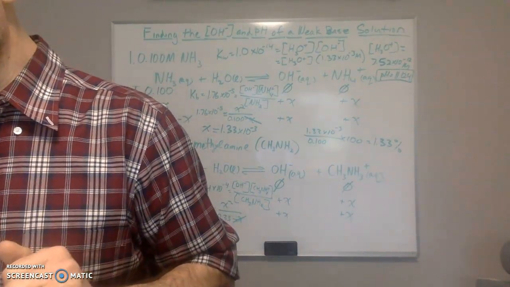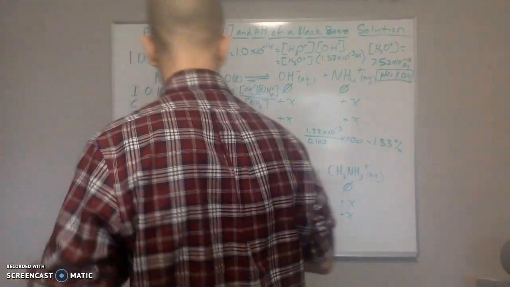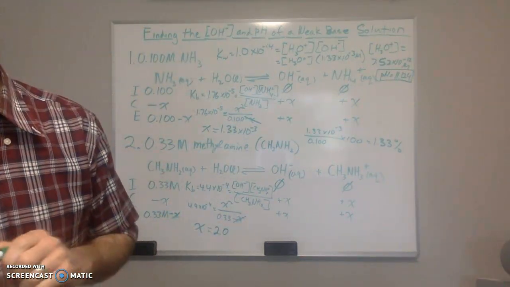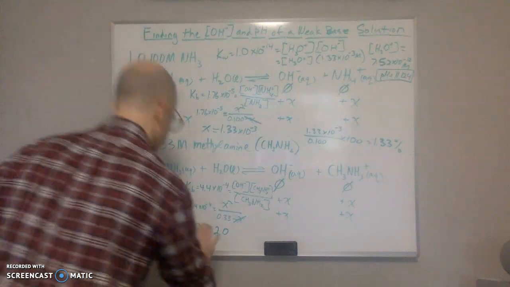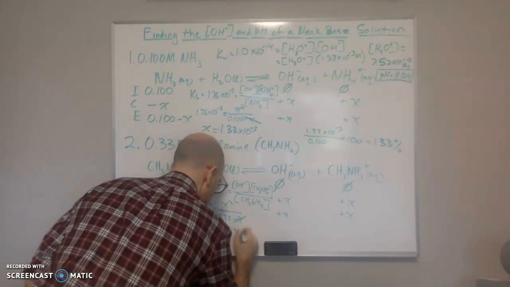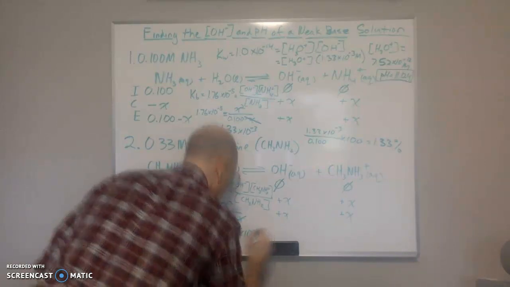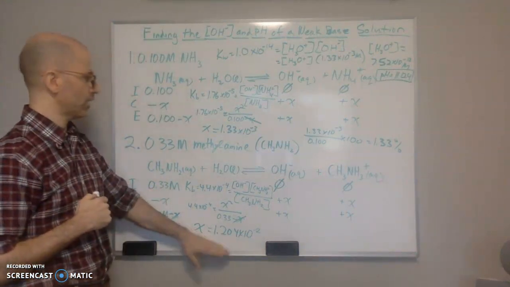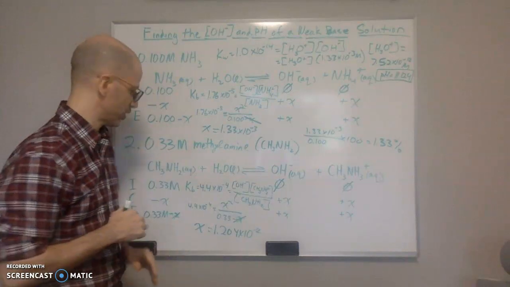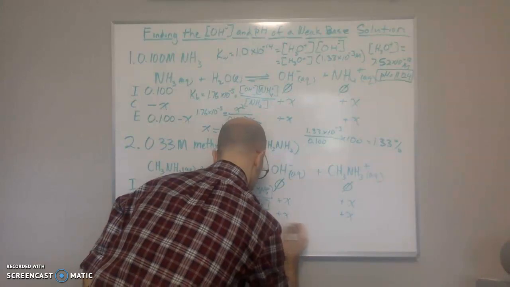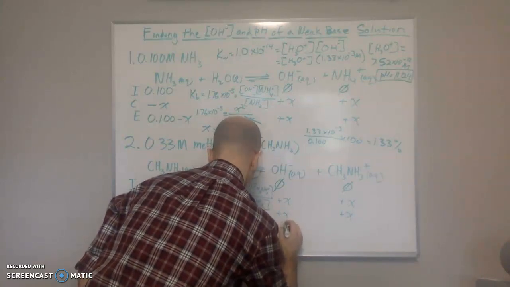And when we do that, we get x is equal to 1.204 times 10 to the negative 2. So again, this x value is our OH minus concentration, but we need to check our percentage here. So check our validity of the x is too small approximation.